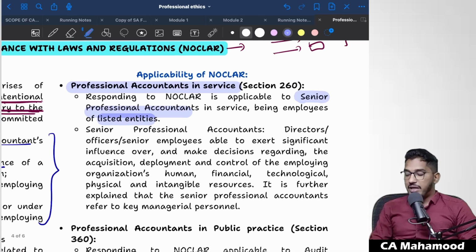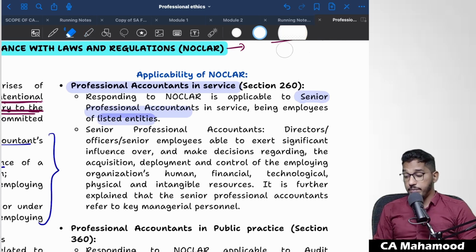Sir, first thing, if I am an employee of a non-listed entity, am I required to comply with NOCLAR rules and regulations? Not required. It is mandatory for a professional accountant in service to comply with the NOCLAR only when he is an employee of a listed company, that too a senior professional accountant.